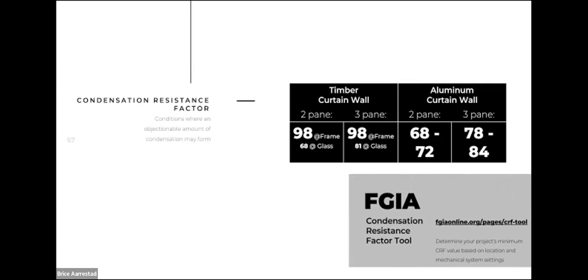One tool that might be useful for you is the FGIA, the Fenestration and Glazing Industry Alliance. They have a condensation resistance factor tool that you can access on their website, where you put in your project's location and mechanical system settings, and a few other pieces of the form to fill out, and then it will calculate what your project minimum CRF value should be. It's a pretty easy tool to use and accessible to everybody for free.